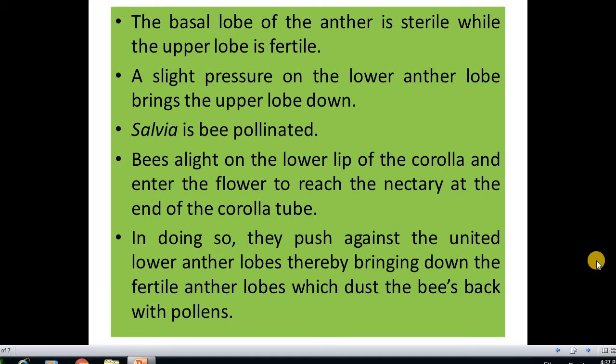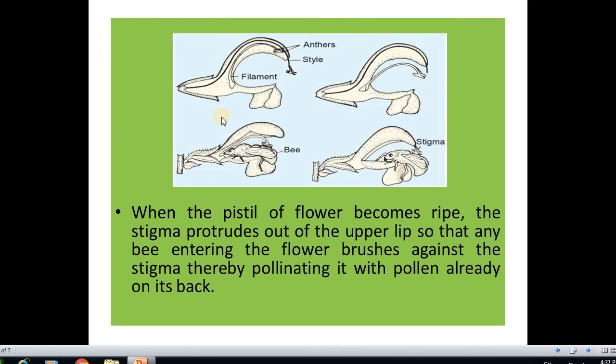Salvia is bee pollinated. Bees alight on the lower lip. The bee comes and sits on the lower lip of the corolla and enters the flower to get the nectar. Now, at the interior portion of the flower, you can see in the diagram here, this is the lower lip, this is the upper lip, and the stamen is present in the upper lip that you can see here. This type of arrangement is there.